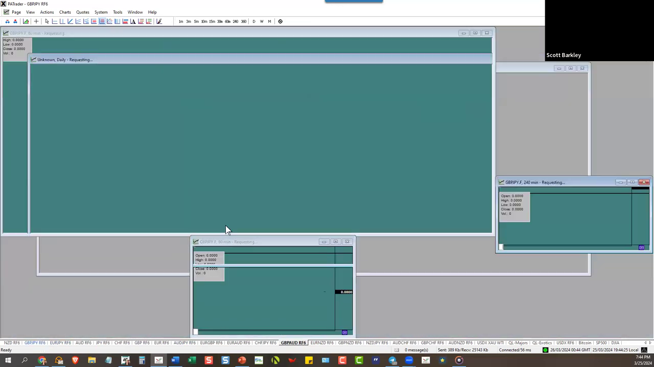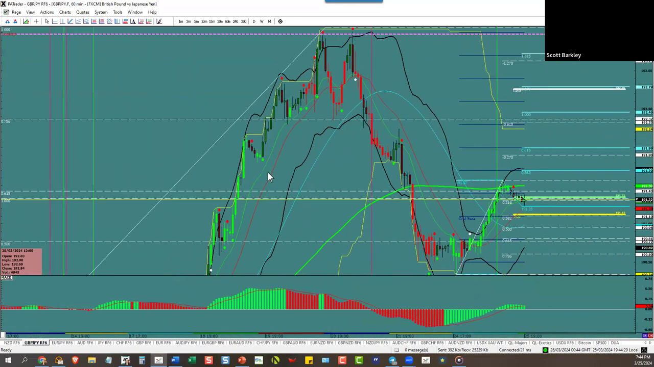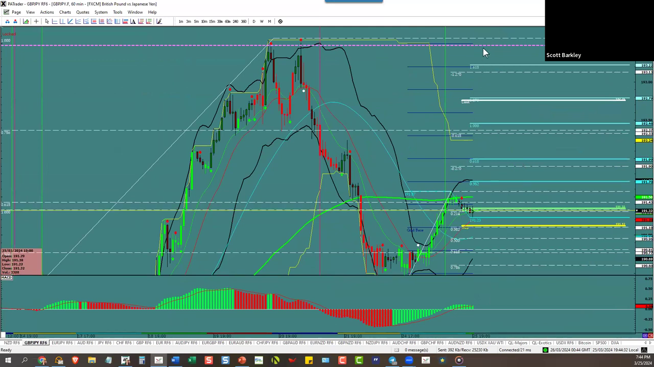So we'll start over here in the pound yen. And, you know, we're going up, right? So you can see that. And we don't have much room up here. As you can see, it's 1, 2, 3, 4, 5, 6, 7. 210 pips is all it is to the top, all right?